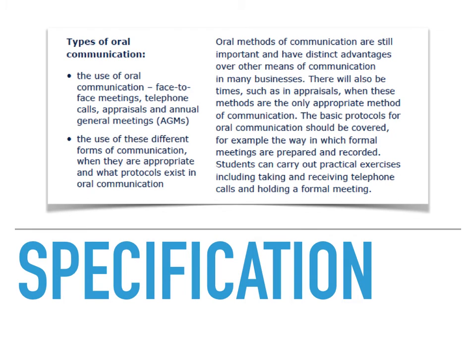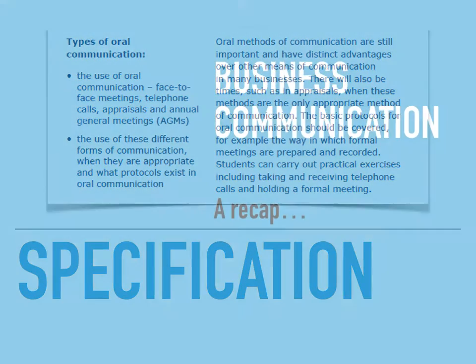The specification is what you need to know and shows 4 different types of oral communication that businesses use. These are face-to-face meetings, telephone calls, appraisals, and annual general meetings. We'll now consider these methods of oral communication in more detail.